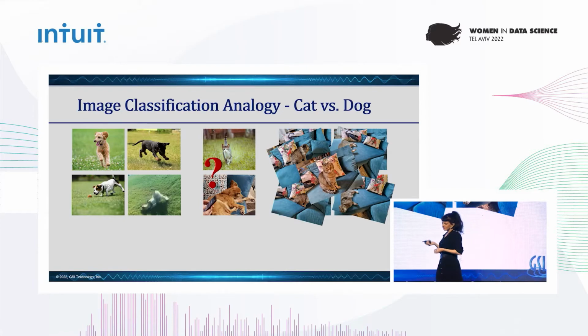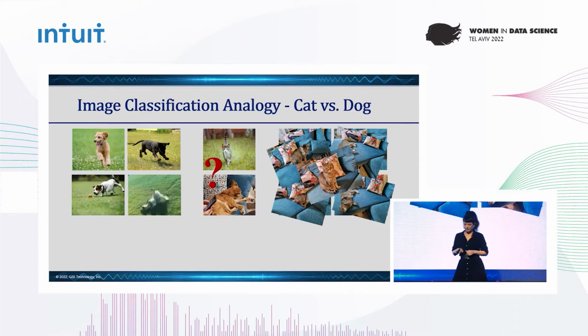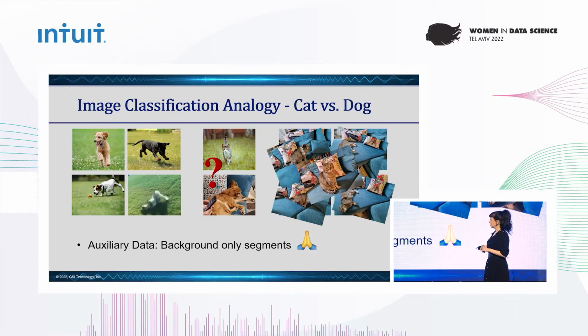And classes limited to specific locations will challenge new predictions on new locations. Now, thankfully, we'll see later why, the organizers also supplied us with very useful auxiliary data, which included signals acquired through background-only segments.